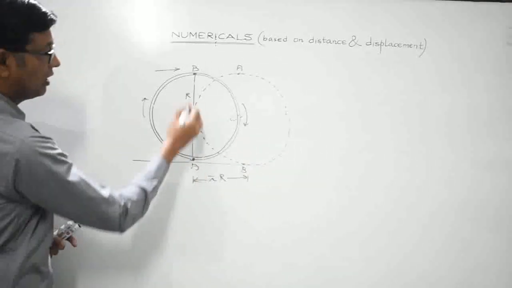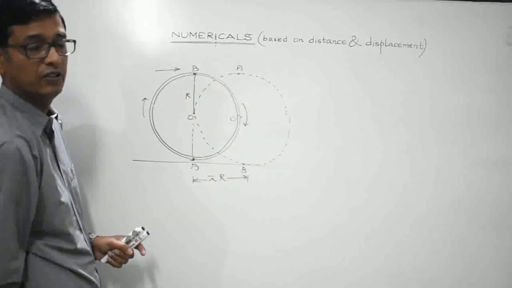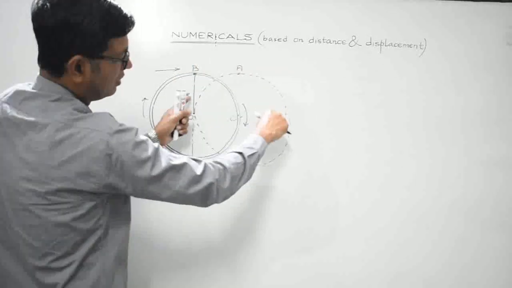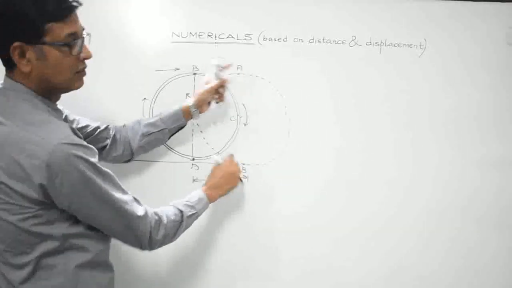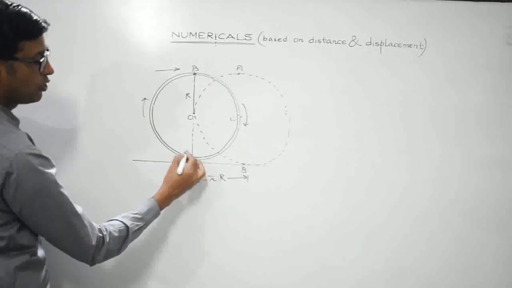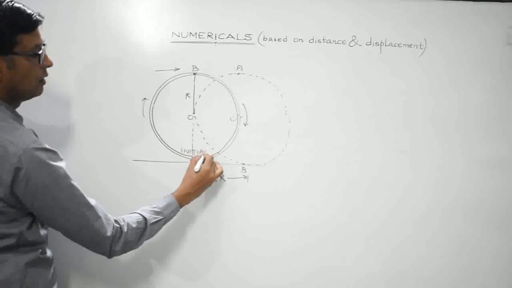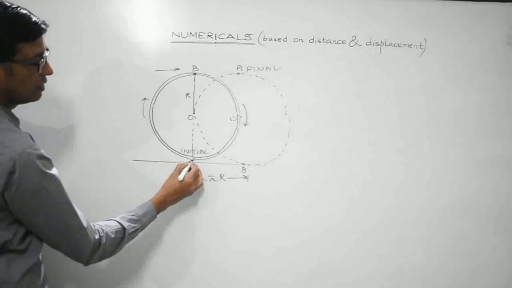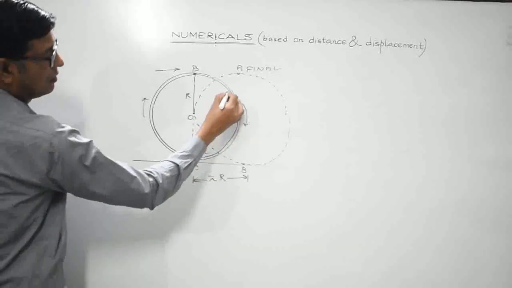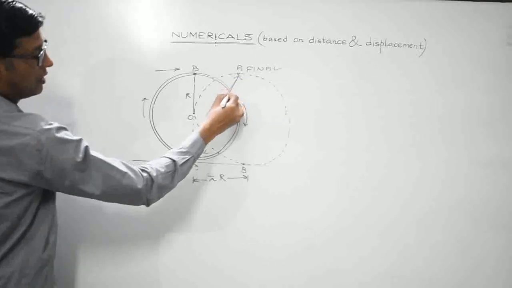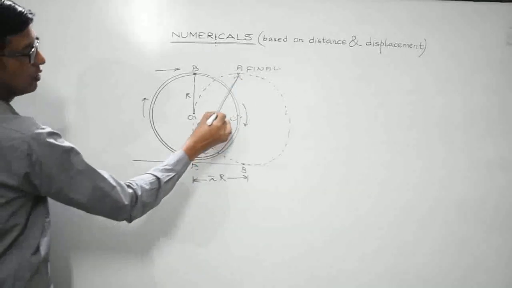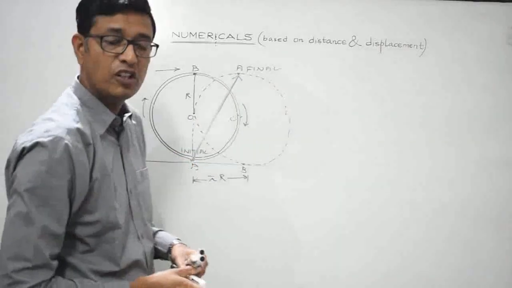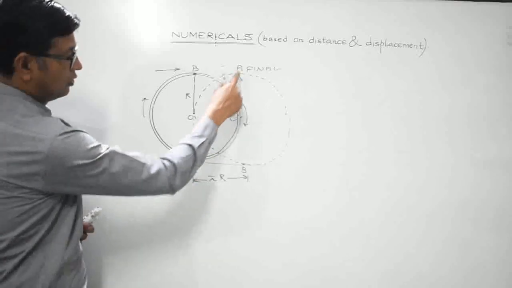So points A and B will interchange their position after half the revolution. This is point A, this is point B. So as it revolves, it will be like this. Right? So this is the initial position of point A and this is the final position of point A. So what will be the displacement? This straight line. This will be the displacement. It will be represented by the shortest possible distance between the initial and the final position. So this is the displacement.